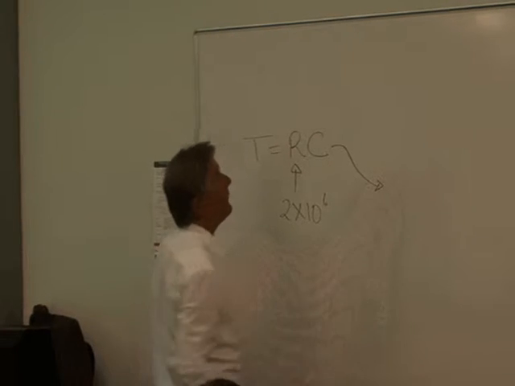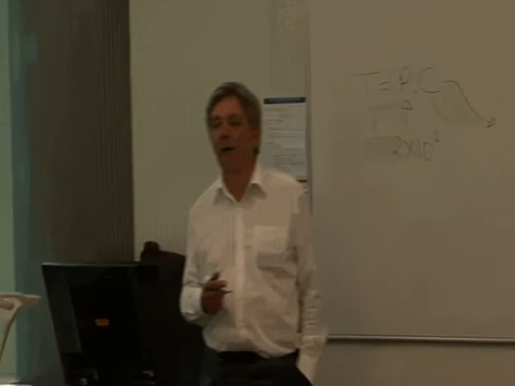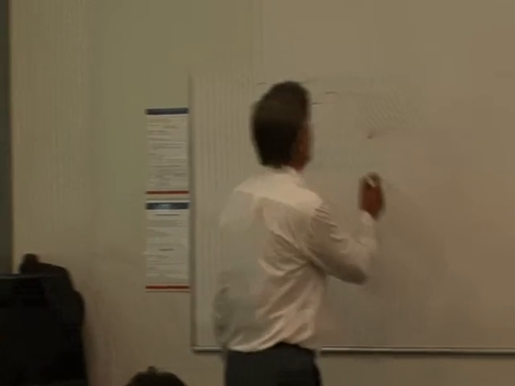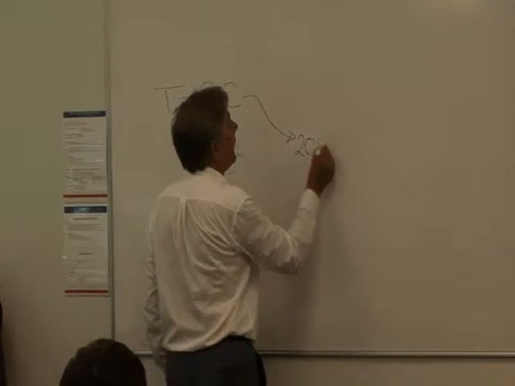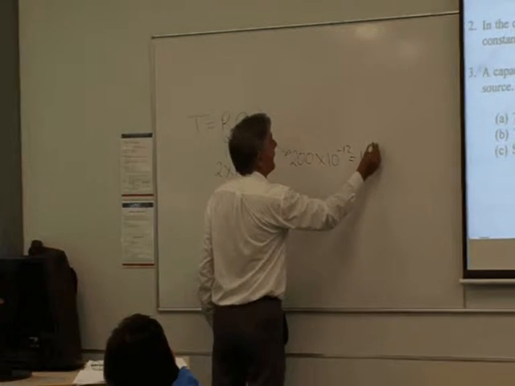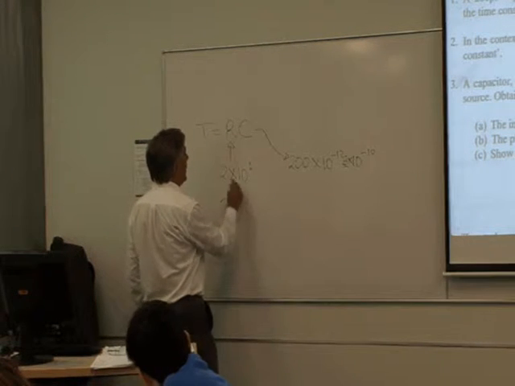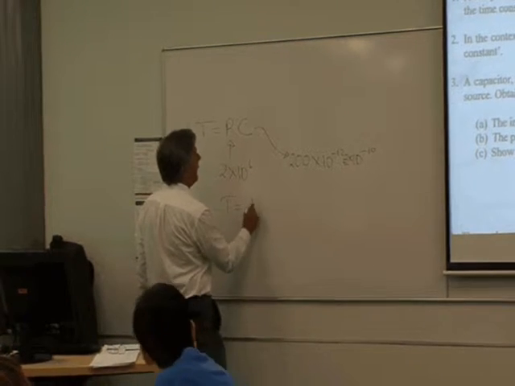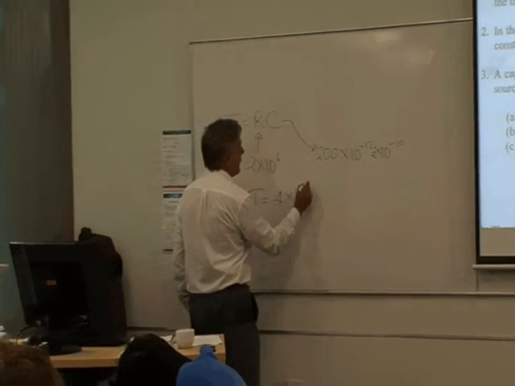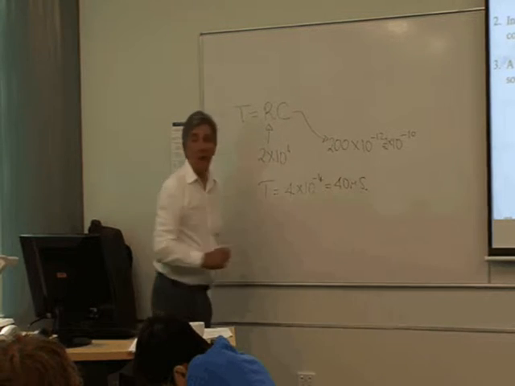And the capacitance is 200 picofarads, 10 to the power minus 12. Pico is 10 to the minus 12, that's good. So 200 times 10 to the minus 12, which is 2 times 10 to the minus 10. So the time constant is going to be 4 times 10 to the minus 4, which is 40 milliseconds.